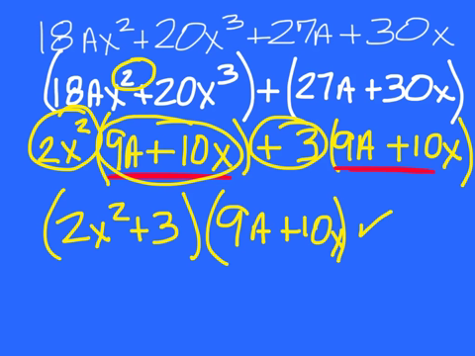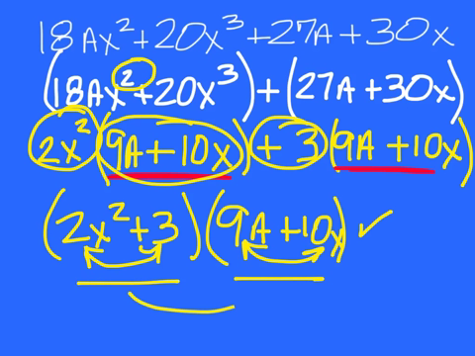That's the final answer, and you can write your final answer in several ways, especially when there's plus signs in both. You can reverse them. You can reverse this and this. You can reverse this and this. You can also reverse the entire quantities, left and right. So you put 9a first. Example 2.